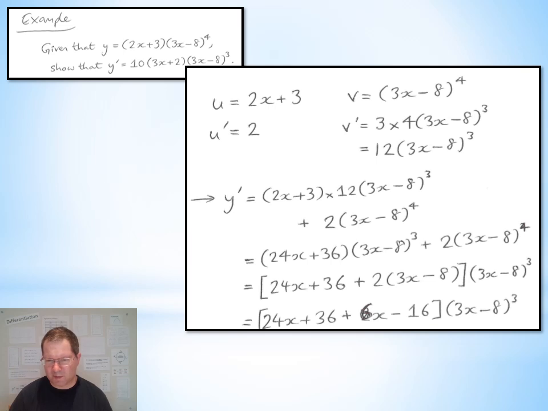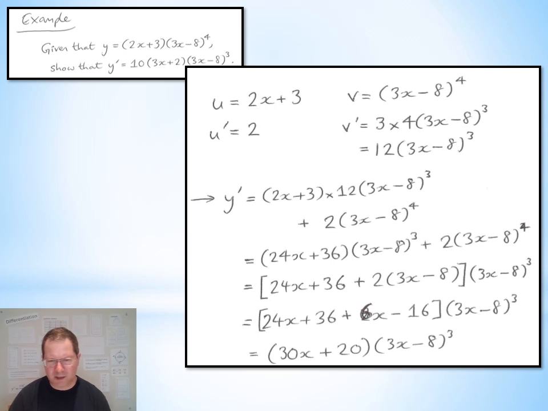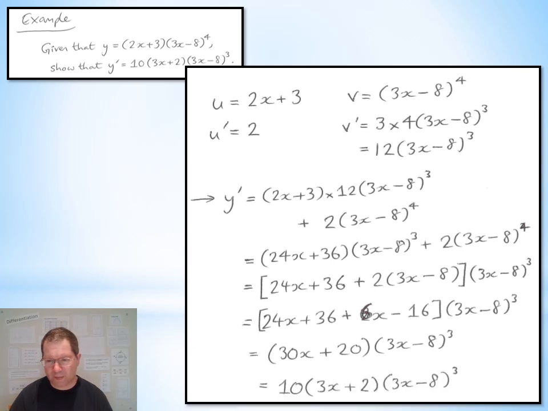On the next line, I've simply multiplied out the brackets. 2 lots of 3x minus 8 is 6x minus 16. And then collecting like terms, 24x plus 6x is 30x, 36 take 16 is 20. And then simply factorising 30x plus 20 gives us 10 lots of 3x plus 2 multiplied by our 3x minus 8 to the power of 3.